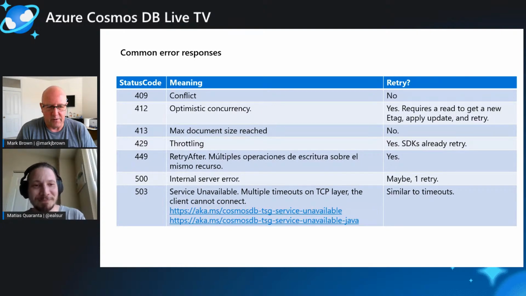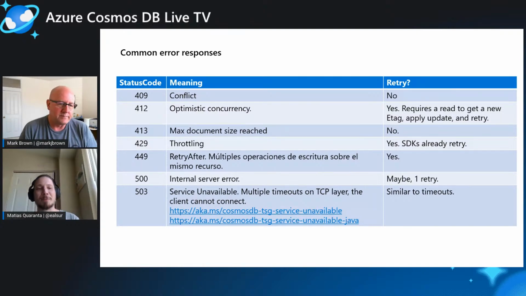There is a tipping point where it's like, okay, something needs to be addressed, whether it's increasing throughput or I need to look at how I'm accessing my data and how I'm doing these operations. Exactly. Yeah. The other error code is 449.